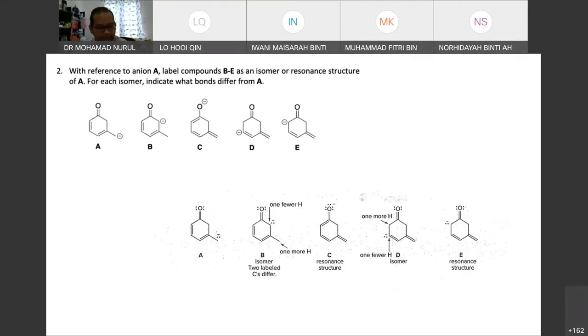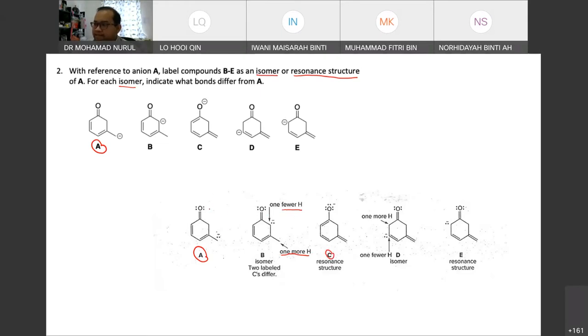Next question. With reference to anion A, label compounds B to E as isomers or resonance structures. For isomers, indicate which bonds differ from A. We have A as a reference, and we see B is an isomer, because if we look clearly, this one has one less hydrogen here, and this one has more hydrogens here. And for this one, it's a resonance structure.